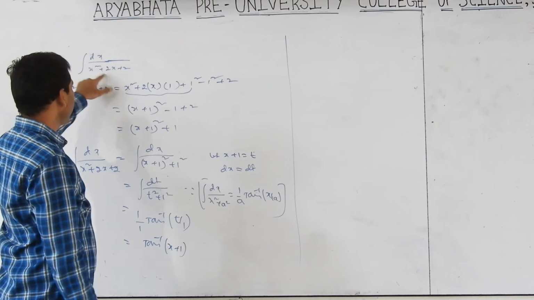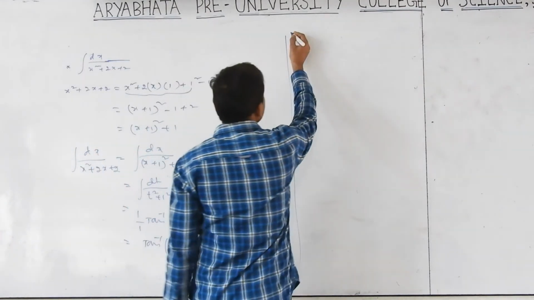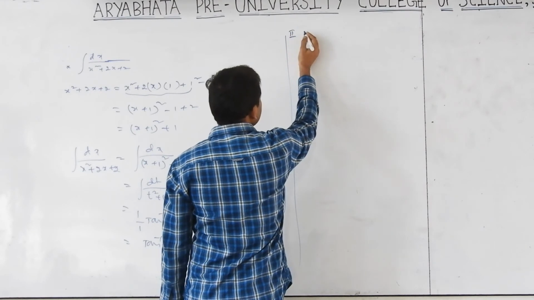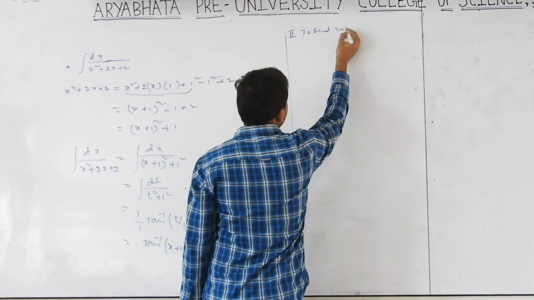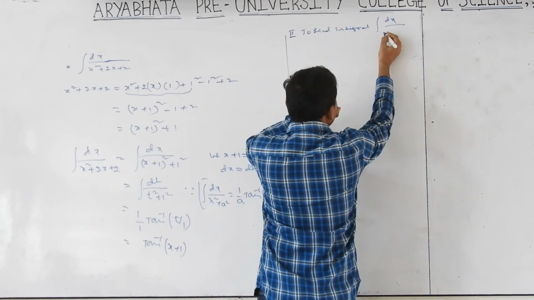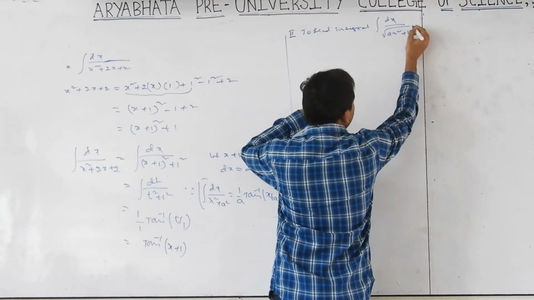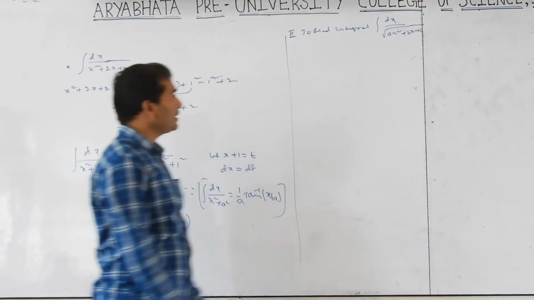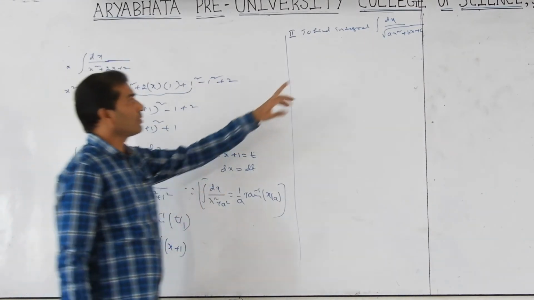So far we have discussed this type of problem: integration of dx by ax square plus bx plus c. Next, method 2. The second method is to find the integral of dx by under root of ax square plus bx plus c. What is the difference between the first and second method? Square root.